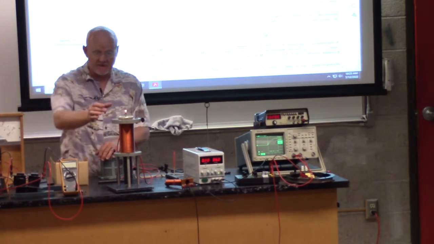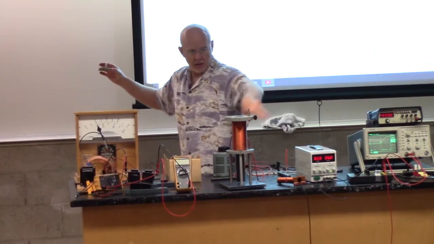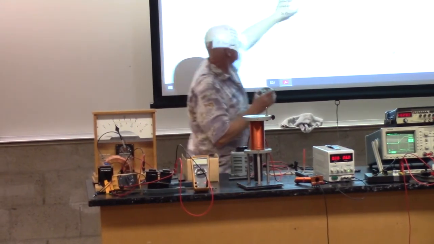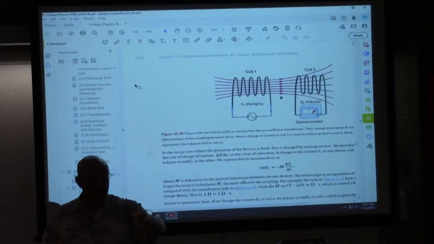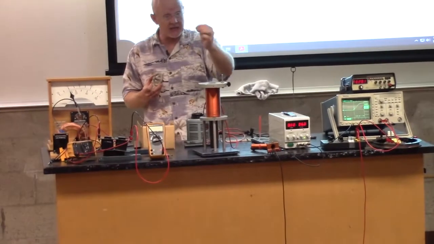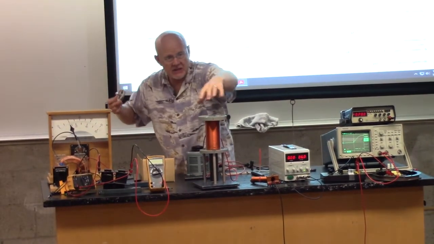I would call this Faraday's law, because what's happening here is there's current going through my primary, and it's constantly changing. The whole point of this chapter is that anytime there's a change in flux, there is an EMF. And so right here, there is an EMF.